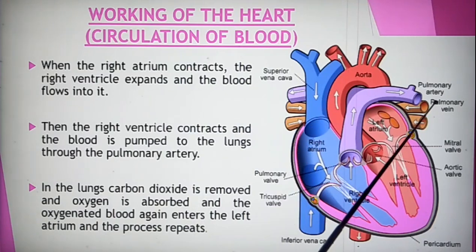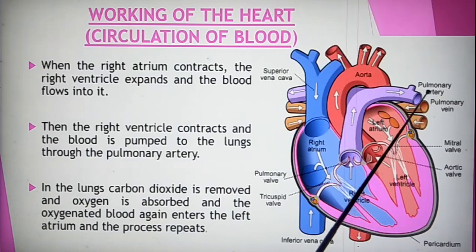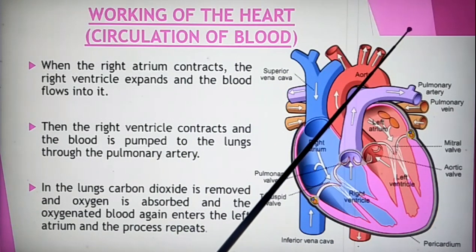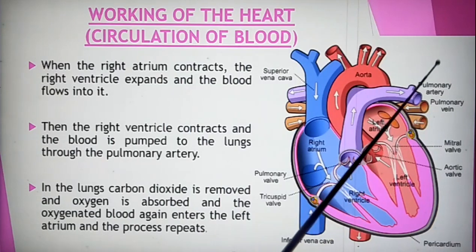So the pulmonary artery carries the impure blood to the lungs for oxygenation. So after oxygenation, what happens? The pure blood is carried back to the heart through the pulmonary vein. As I told you earlier, all the veins carry impure blood or deoxygenated blood except only one vein. That vein is the pulmonary vein. And this pulmonary vein carries the oxygenated blood back to the left side of the heart.